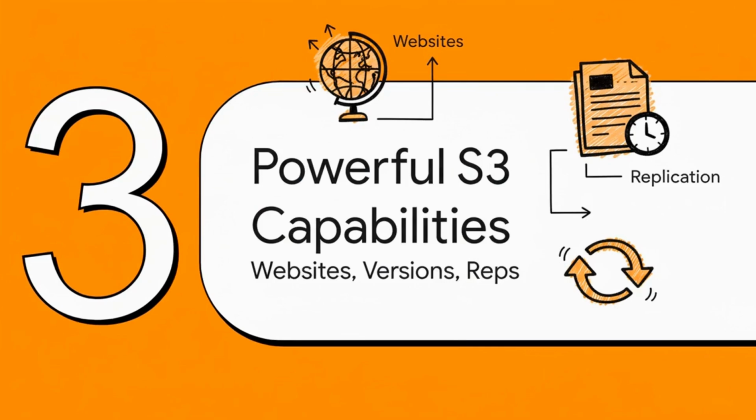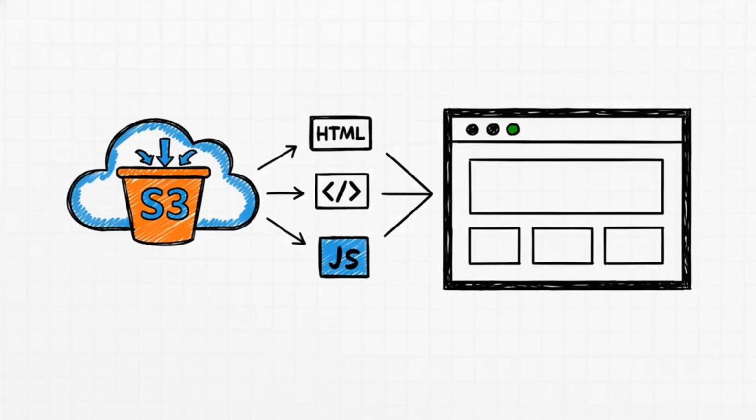All right, so S3 is for more than just storing files. It has some seriously powerful capabilities that might actually surprise you. We're going to look at 3 of my absolute favorites: hosting static websites, something called versioning, and data replication. Okay, this first one is so cool. Did you know that you can host an entire static website? I'm talking the whole thing, directly from an S3 bucket?